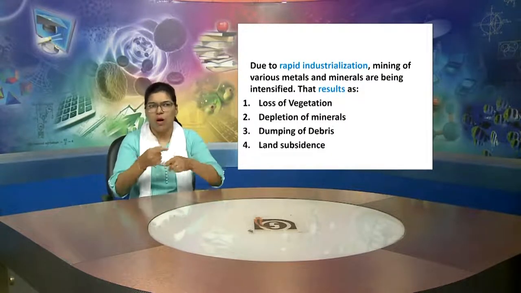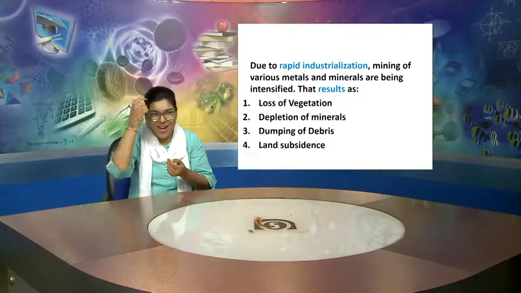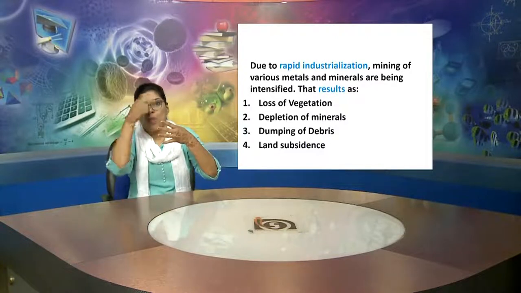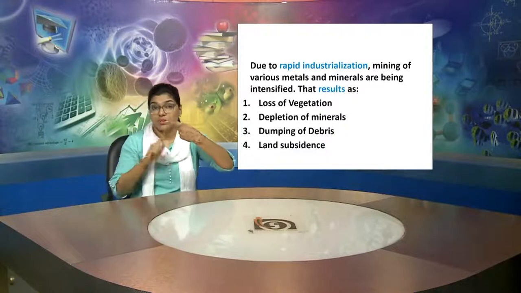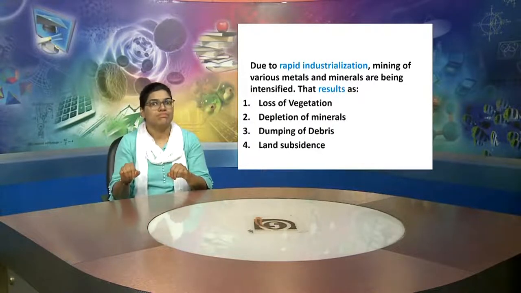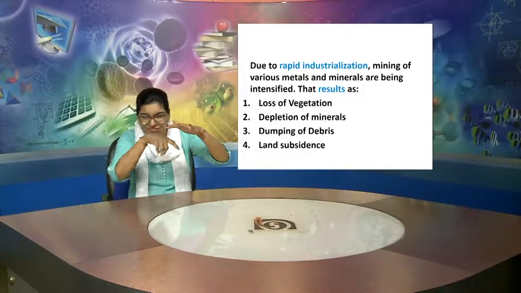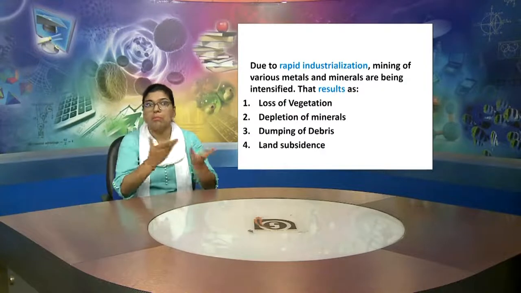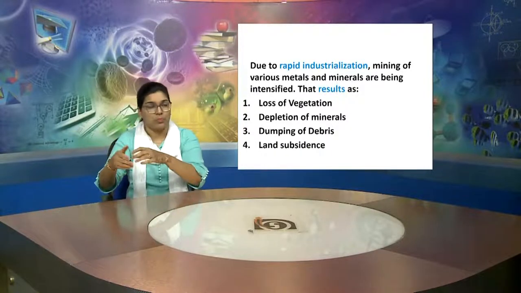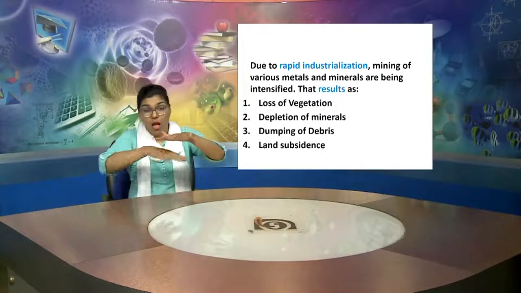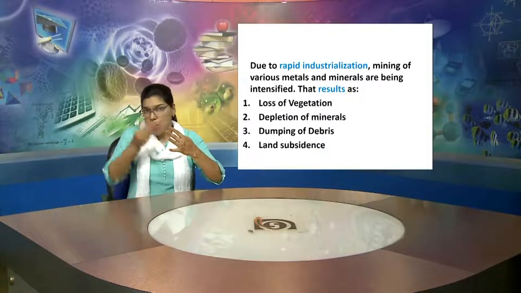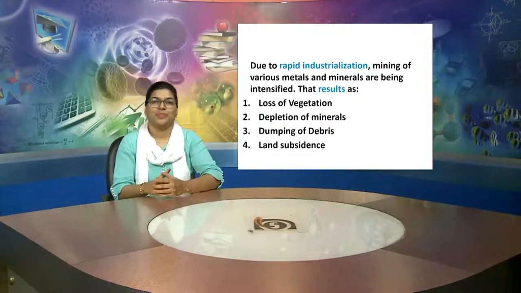In continuation of the previous slide, due to rapid industrialization, mining of various metals and minerals is being intensified. And that results in mainly 4 points. The first point is there is a loss of vegetation. The second result is there is depletion of minerals. The third result is there is a dumping of debris, all the waste material. And the fourth result is there is land subsidence, which occurs due to industrialization and mining of various metals and minerals.